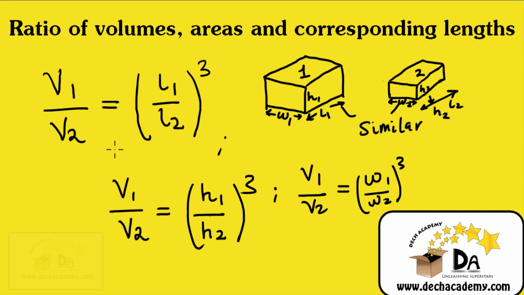This applies when you have two shapes that are similar. Of course, you're only going to be talking about volume when you're dealing with a solid shape like a cuboid or a cylinder. So just keep this in mind, and we're going to try out some examples now and apply what we've just learned.